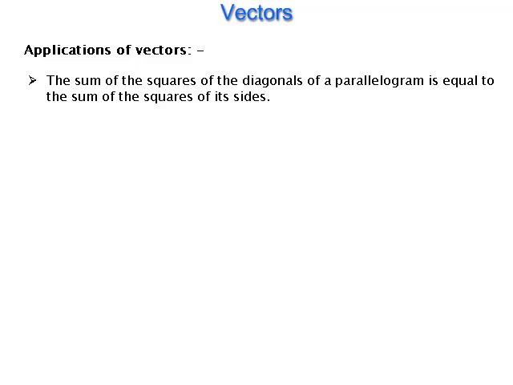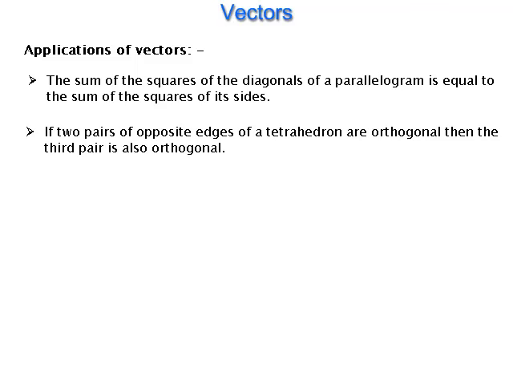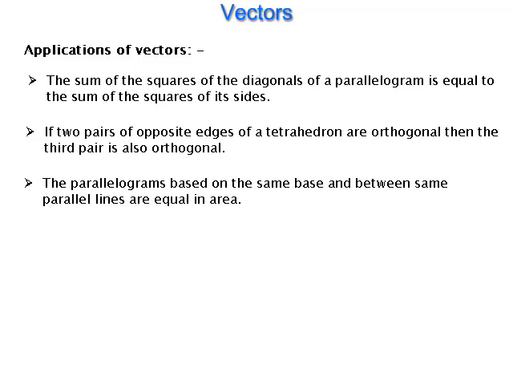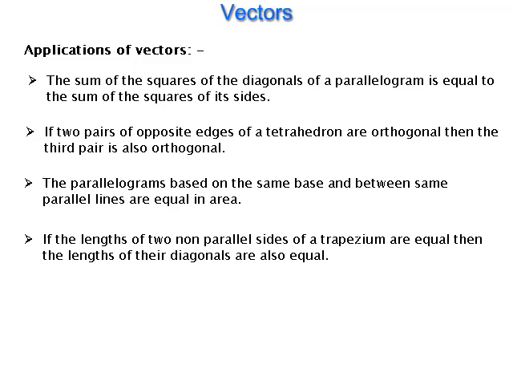Number 13. The sum of the squares of the diagonals of a parallelogram is equal to the sum of the squares of its sides. Number 14. If two pairs of opposite edges of a tetrahedron are orthogonal, then the third pair is also orthogonal. Number 15. Parallelograms on the same base and between the same parallel lines are equal in area. Number 16. If the lengths of the two non-parallel sides of a trapezium are equal, then the lengths of its diagonals are also equal.